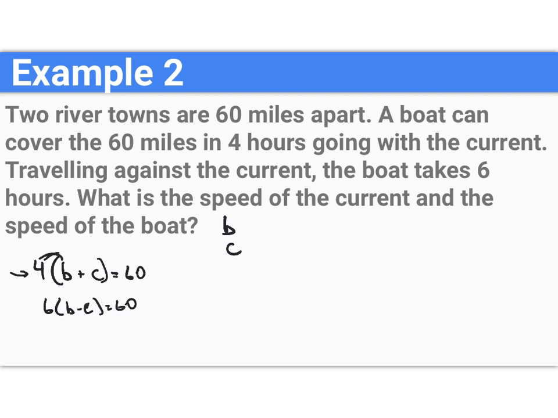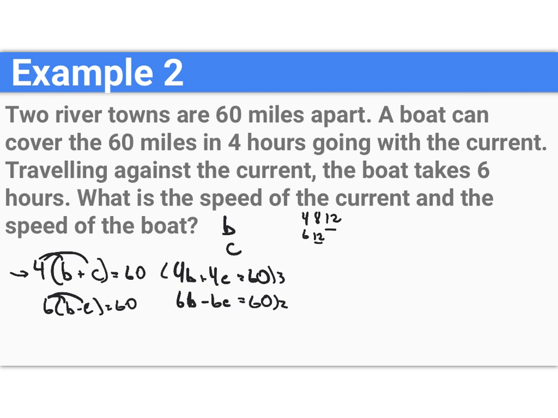So now we got to distribute the 4 only to the stuff inside the parentheses. So you get 4B plus 4C equals 60. And then 6B minus 6C equals 60. And so now what do we do? We got 4 and 6 on both. Okay, so we are going to have to multiply. So running through our fours, 4, 8, 12, and sixes, 6, 12. All right, 2 and 3. Multiply this one by 2, multiply this one by 3.